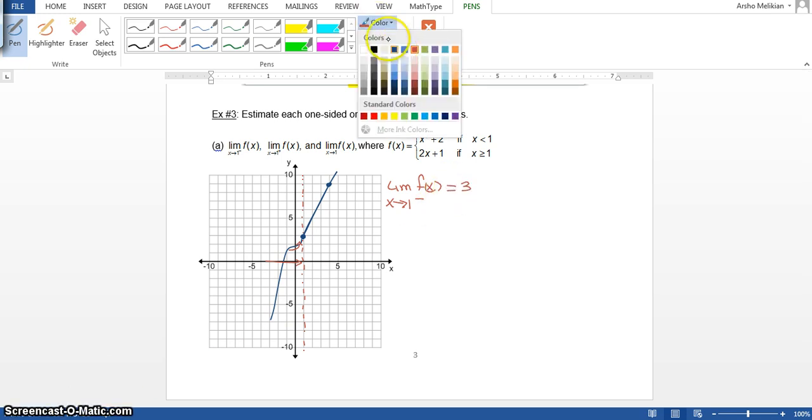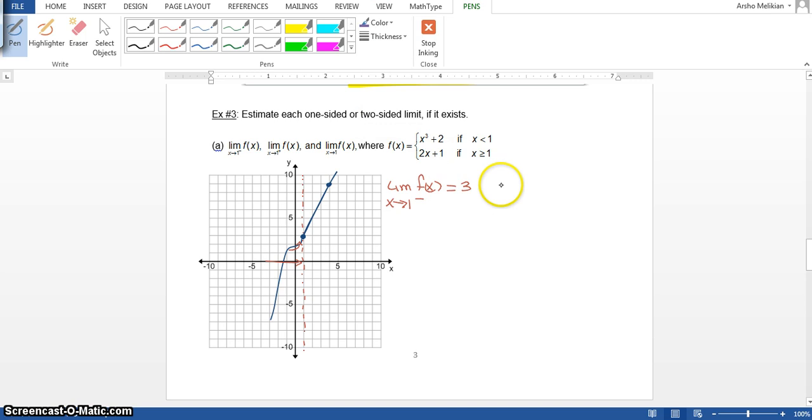The next one is the limit of f of x as x approaches 1 from the positive side. So from the positive side means I'm approaching this way. And again, imagine you're this person walking towards x equals 1, and you always have your eye on the graph. What does it look like the graph is doing? It looks like the graph is going down to y equals 3.